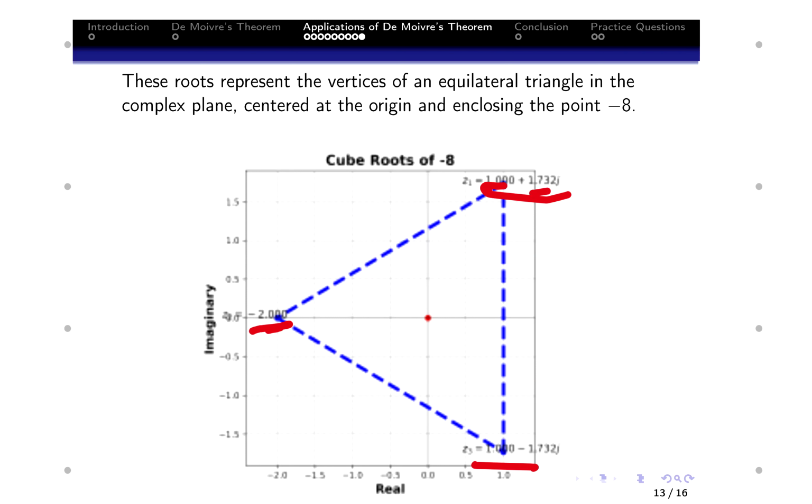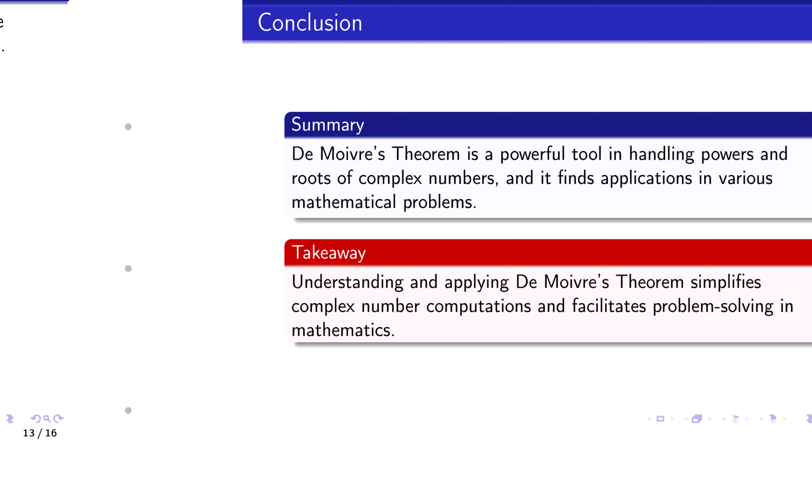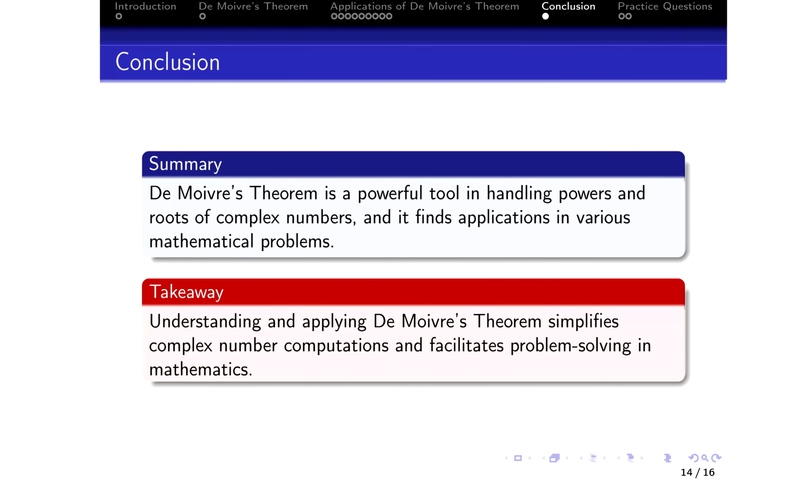Okay, so we have all that, and we can come to the conclusion now that, in summary, De Moivre's theorem is a powerful tool in handling powers and roots of complex numbers, and it finds applications in various mathematical problems. Understanding De Moivre's theorem helps you solve a lot of problems that would naturally look difficult. Understanding and applying it simplifies complex number computations and facilitates problem solving in mathematics. Okay, so we are done with that.